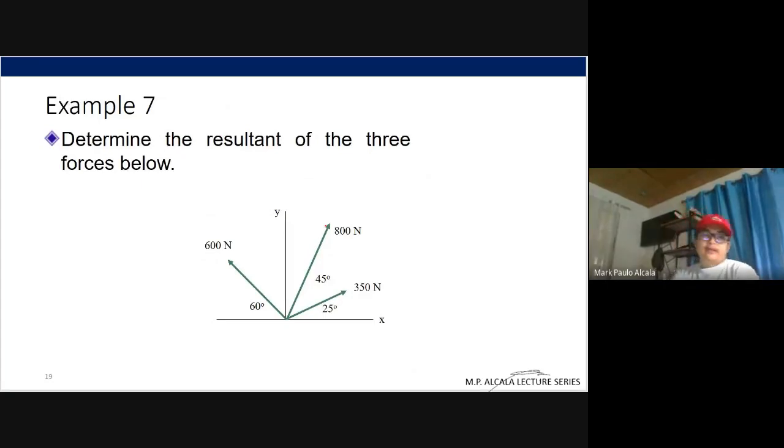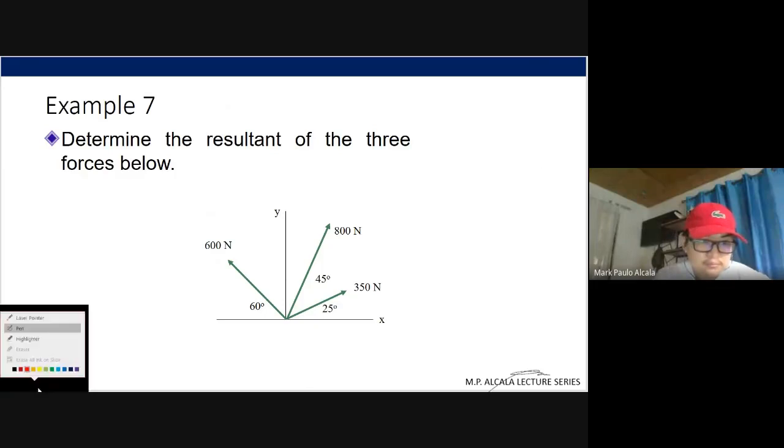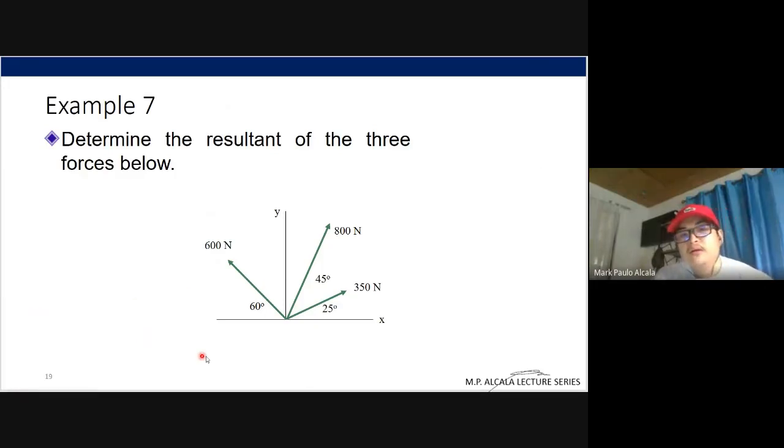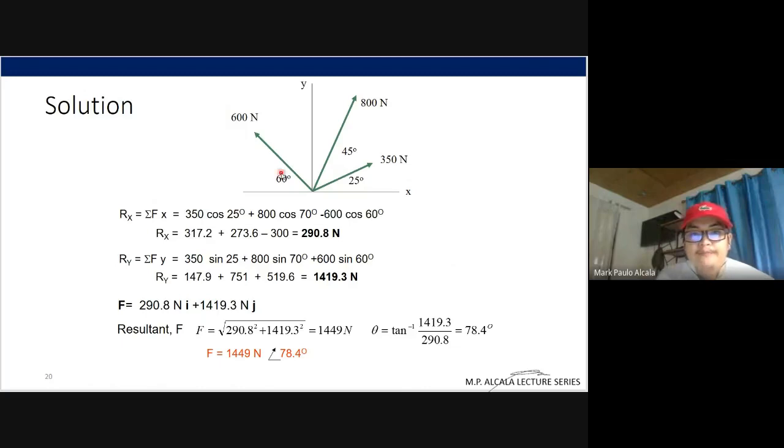So example 7: determine the resultant of the three forces below. So we have 800 Newtons, 350 Newtons, and 600 Newtons. This is very easy, class. This is very easy. Okay? It's just a bit long. Let's deal with this one by one. 350 cosine 25 degrees. What is that? This one. Okay, this force.